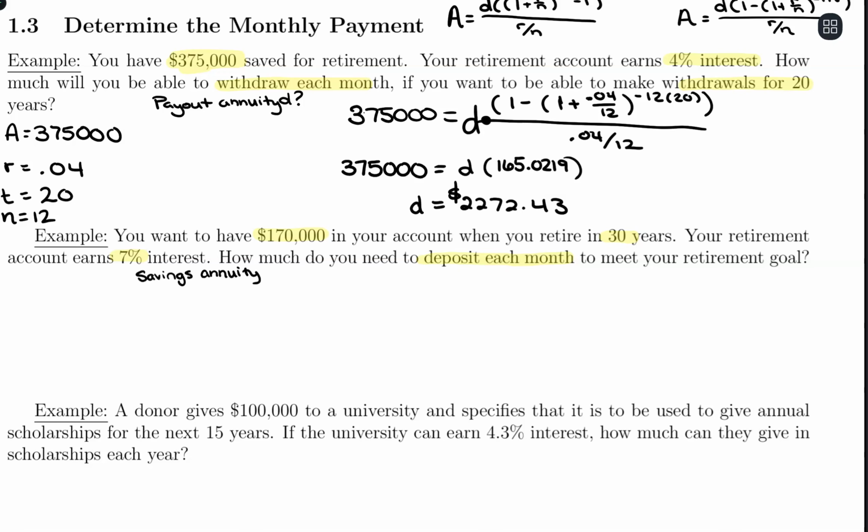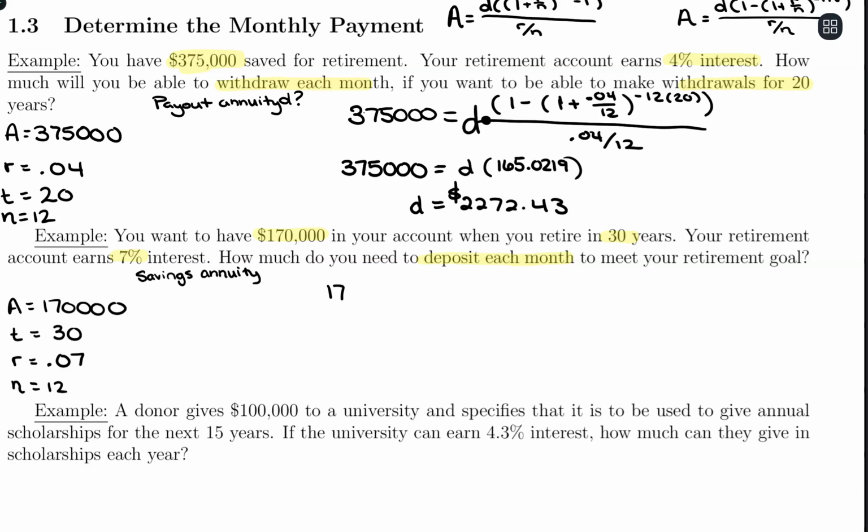And what we want is a balance. So A equals 170,000. We want to do this in 30 years, so T equals 30. We have a rate of 7%, and we want to know how much we need to deposit each month. So we want to find what D is, and it's working monthly, so N equals 12.